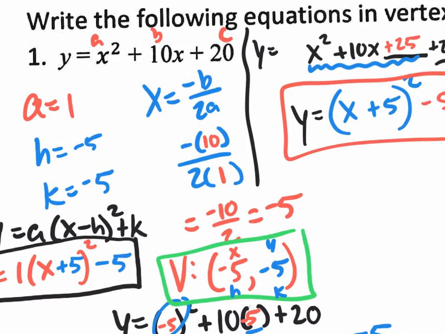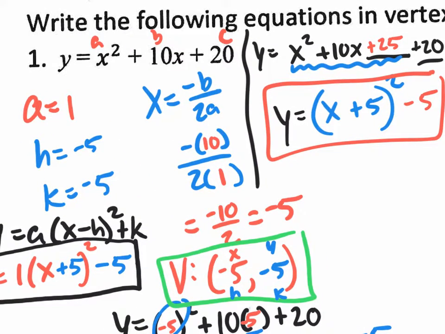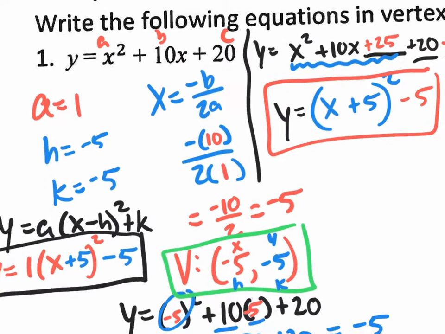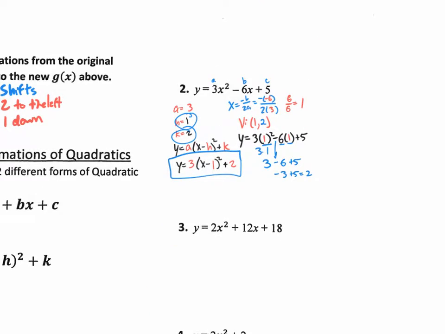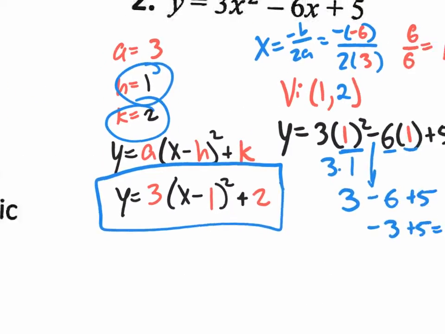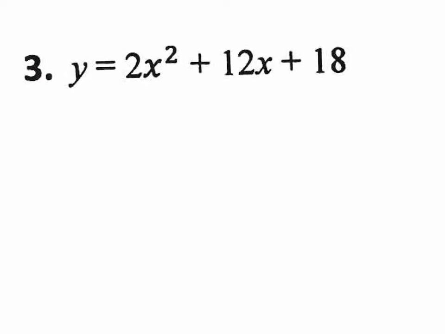So we got the same exact answer as over here, but it's just a different way of doing it. So do you have to use completing the square? Absolutely not. As long as you remember that you need 3 things, a, h, and k, you'll be able to write it in vertex form.